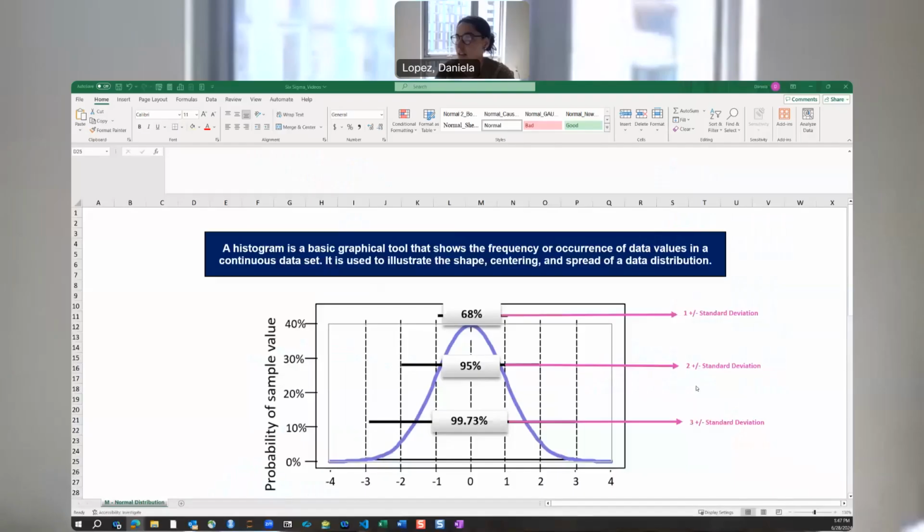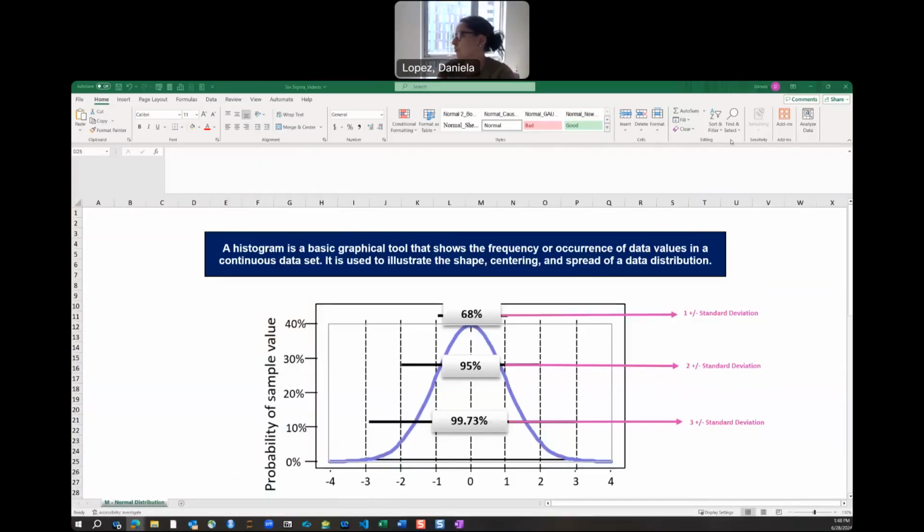Today we're going to learn about normal distribution, histogram, all these beautiful things that we usually hear all the time. Let me go ahead and share my screen. Again, quick reminder that this is going to be on the link below, so you guys can go ahead and access that. Histogram, let's start over with the definition of the histogram.